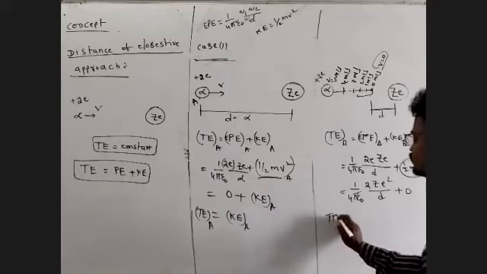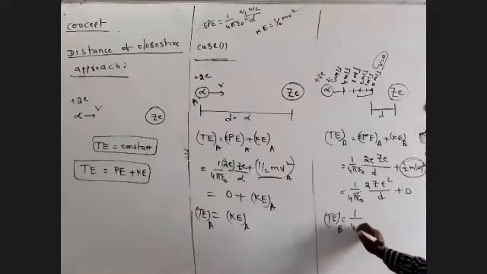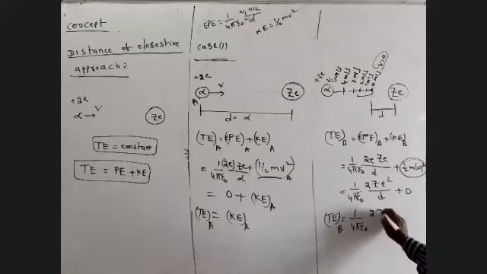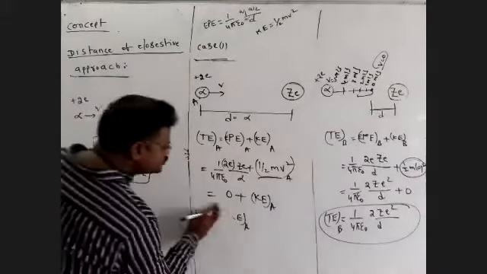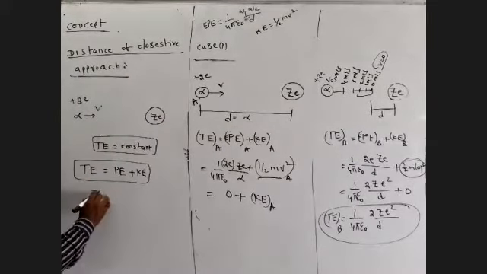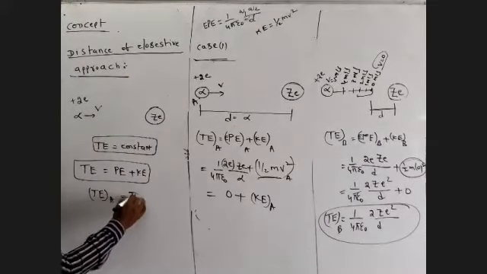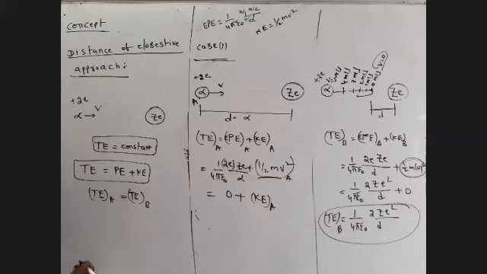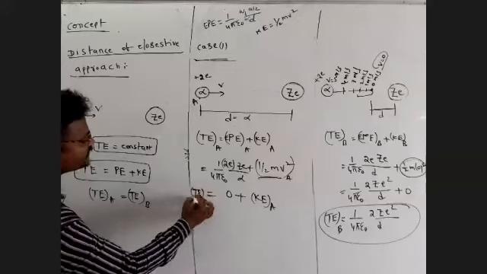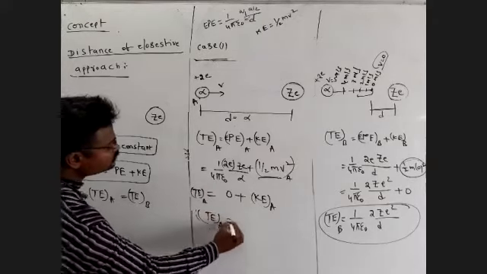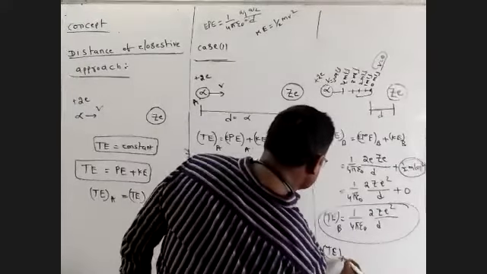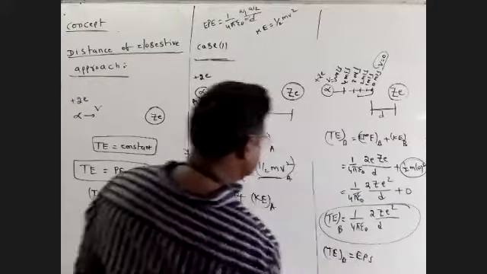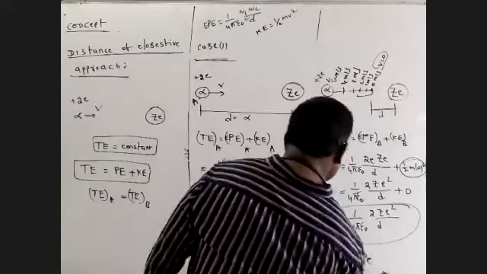The total energy at point B is equal to 1 by 4 pi epsilon naught into 2 Z E square by D. This is the total energy. According to the law of conservation of energy, the total energy at point A is equal to the total energy at point B. Both are equal. The total energy at A is the kinetic energy, and the total energy at B is the electrostatic potential energy.